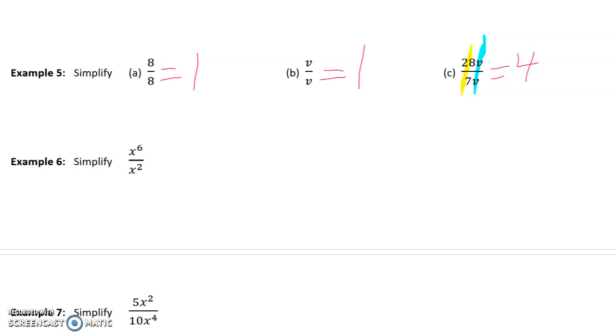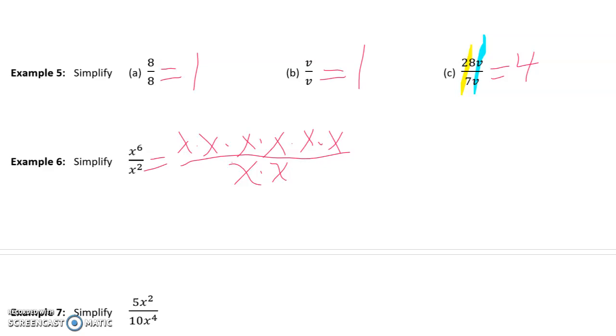Okay, well, let's look a little bit more then at example 6. Now let's simplify these two x's. Now they have powers, so remember, it's not just an x there and an x there. There's actually 6 x's there. So let's list them out. On the top, we would have x times x times x times x times x times x. Whew, good thing there's only 6. On the bottom, we would have x times x. There's 2 on the bottom.